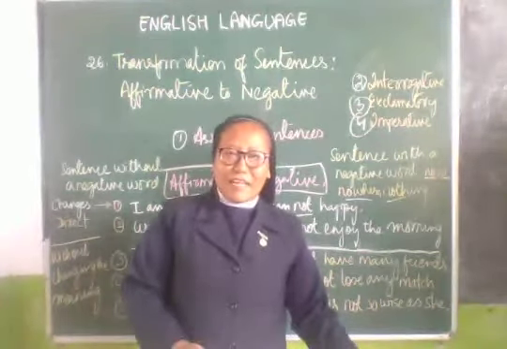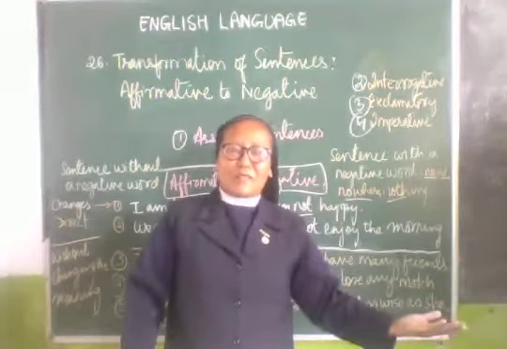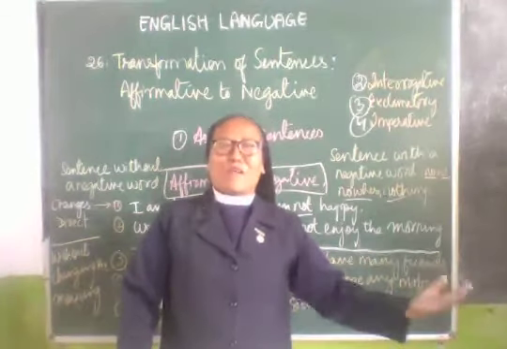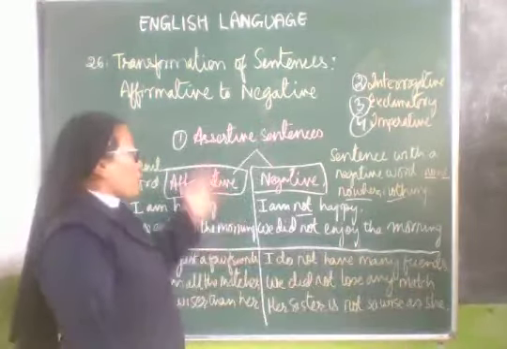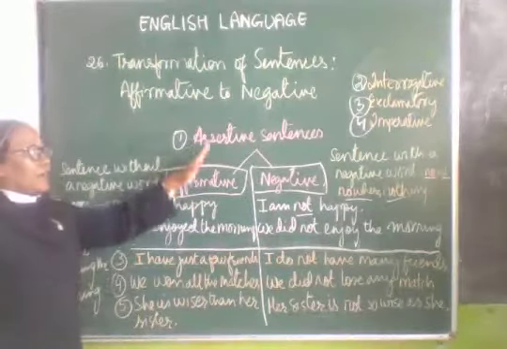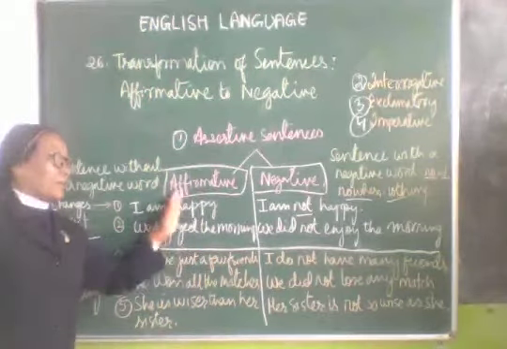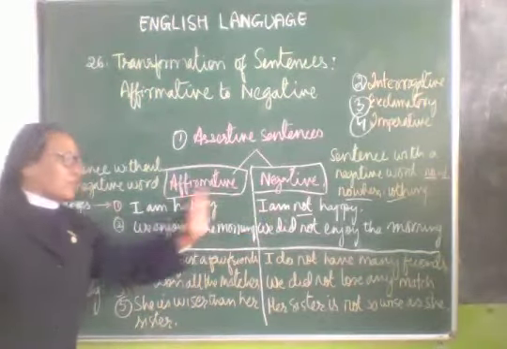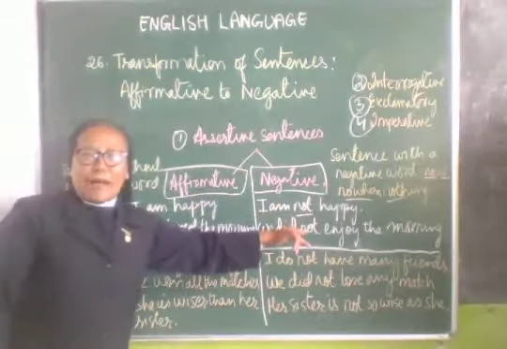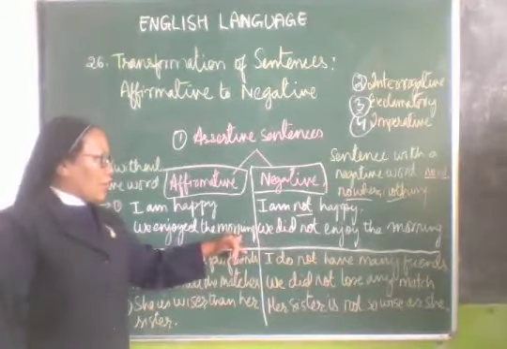All right? Affirmative is positive. Negative is, of course, negative, with no, not words. So look at these two examples. Affirmative sentences can be changed directly, from affirmative to negative or negative to affirmative. I am happy. I am not happy. We enjoyed the morning. We did not enjoy the morning.